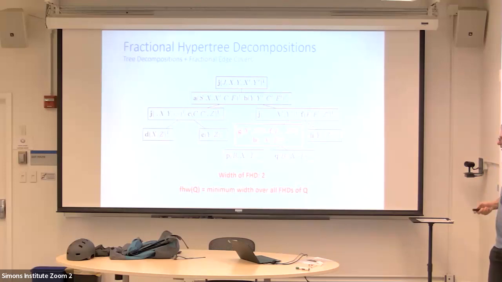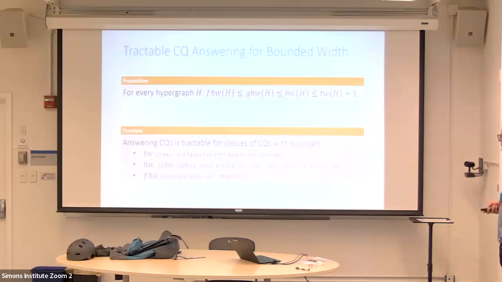And Grohe and Marx even give a very, very contrived example of a class of hypergraphs that has bounded fractional hypertree width, but unbounded generalized hypertree width. But it's really an extremely contrived class of hypergraphs. Yeah. Okay.